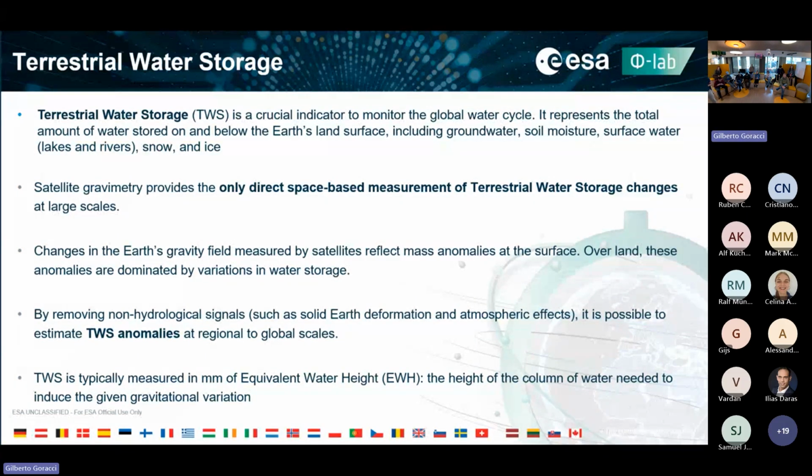Removing the non-hydrological signals like Earth deformation or atmosphere, it is possible to have an estimation of how the terrestrial water storage changes over time, so the terrestrial water storage anomalies. We normally measure TWS in millimeters of equivalent water height, which correspond to the height of the column of water needed to induce the given gravitational variation.